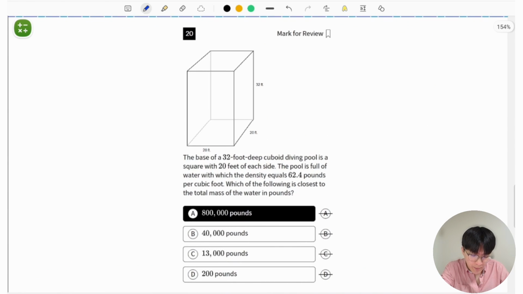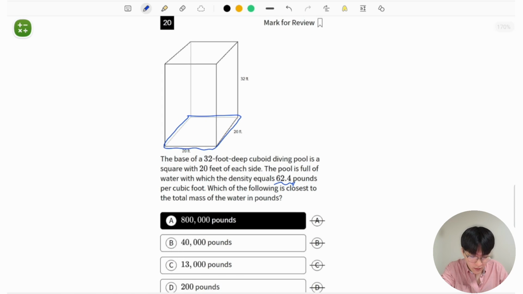Question 20. The base of a 32-foot deep cuboid diving pool is a square with 20 feet on each side. So the base is a square. The pool is full of water with a density equal to 62.4 pounds per cubic foot. Which of the following is closest to the total mass of the water in pounds? So let's actually find the volume of this thing. How do we find the volume? Base times height. So 20 times 20 times 32.